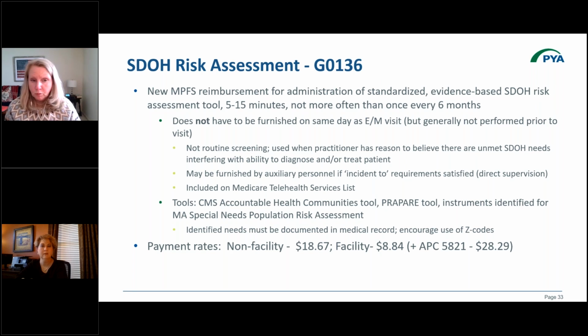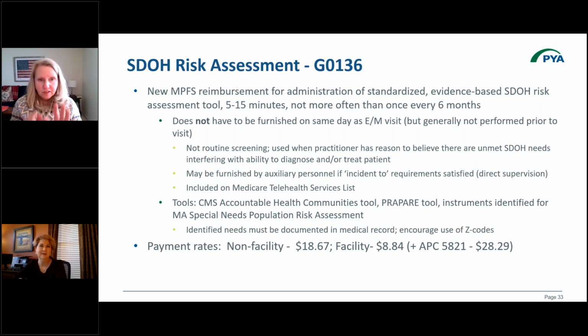New reimbursement, relatively low reimbursed, as you see at the bottom of the page. But this is time spent either by the billing practitioner or clinical staff under general supervision, administering one of these standardized evidence-based risk assessment tools. This is not screening. That's the most important. If you remember nothing else, this is not screening.